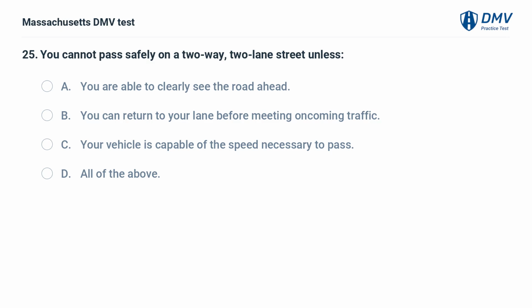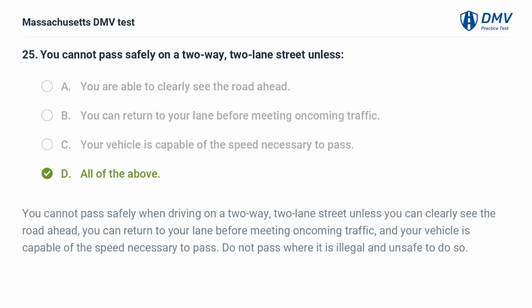You cannot pass safely on a two-way, two-lane street unless A. You are able to clearly see the road ahead. B. You can return to your lane before meeting oncoming traffic. C. Your vehicle is capable of the speed necessary to pass. D. All of the above.